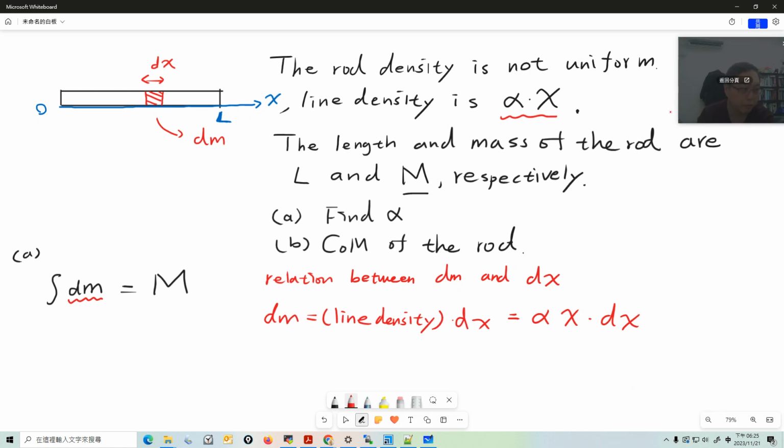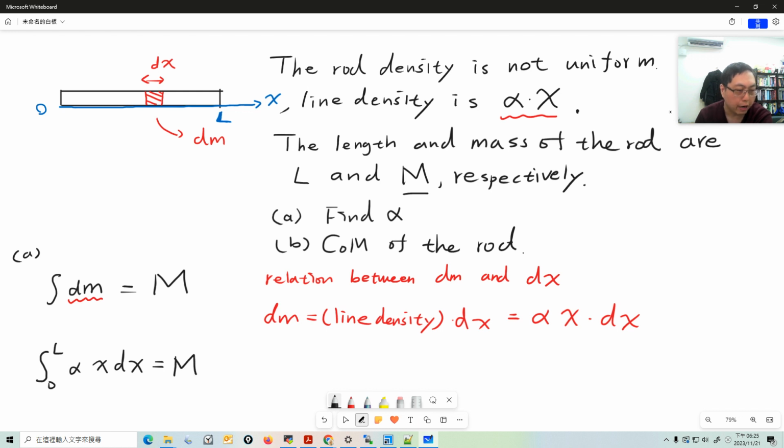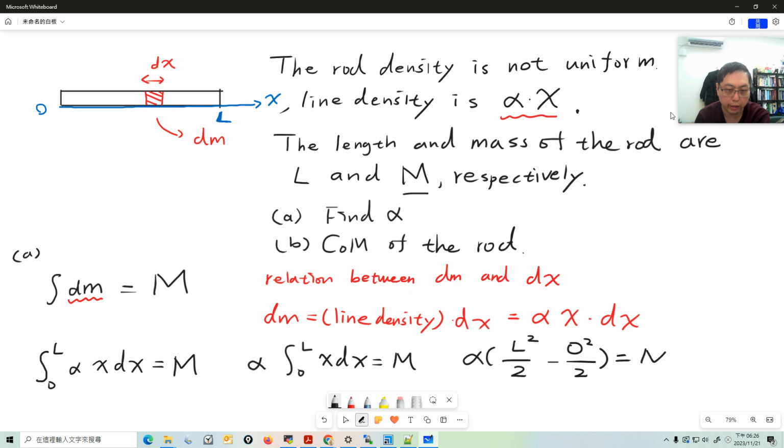So let's put this back into the equation. This integration has a range of 0 to L, and delta m is alpha x dx, equal to capital M. Alpha is an arbitrary constant, so alpha can be factored out: alpha times the integral from 0 to L of x dx equals capital M. Because it's a power function integration, I suppose you already know how to do it.